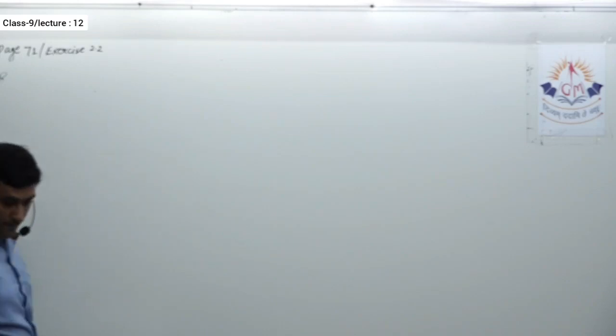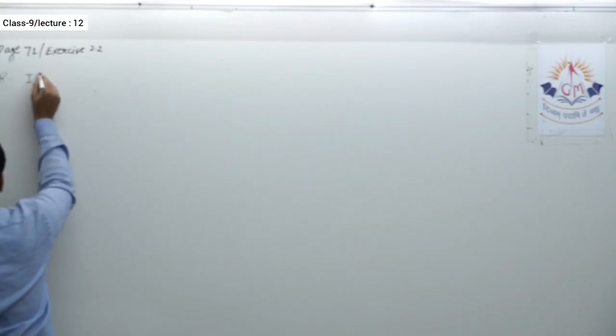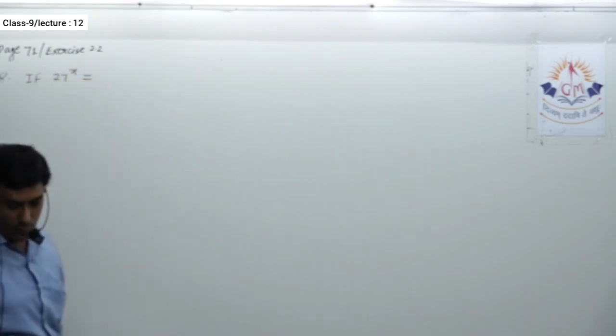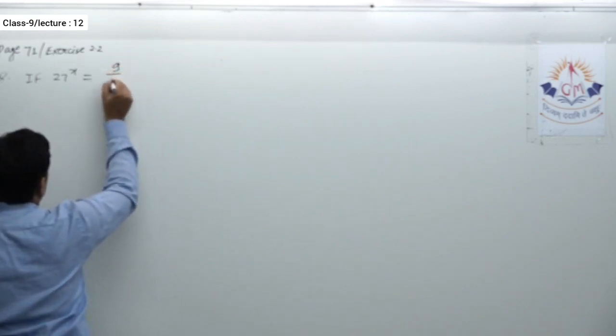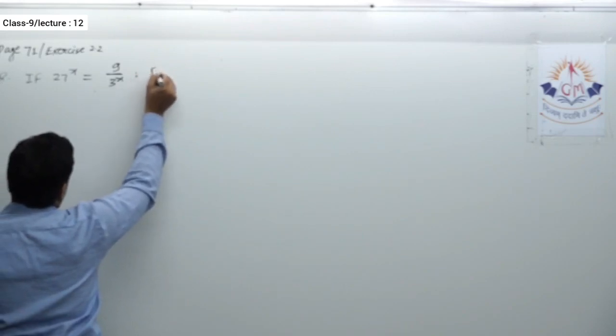Okay, now question number 8. If 27 raised to x is equal to 9 upon 3 raised to x, find x.